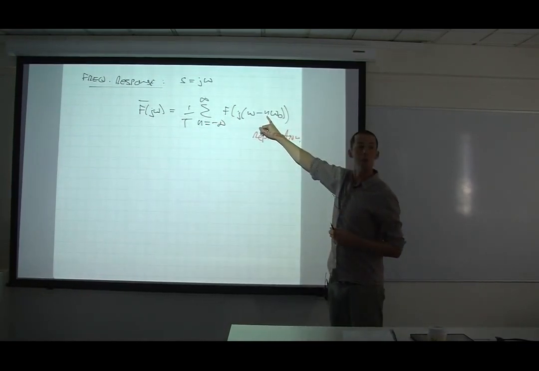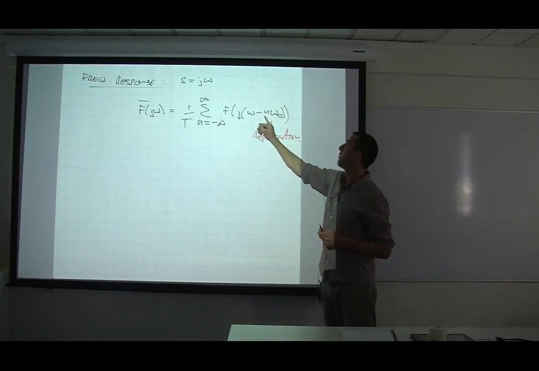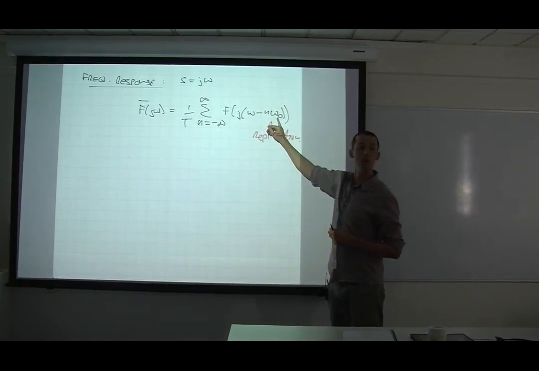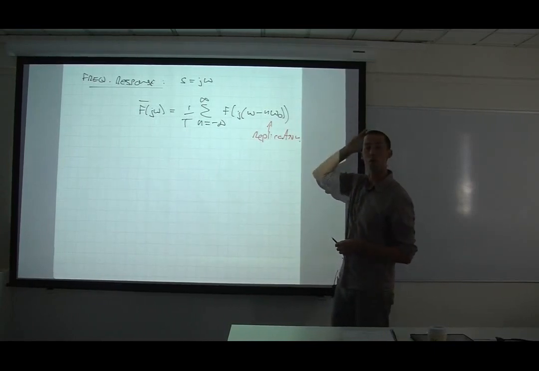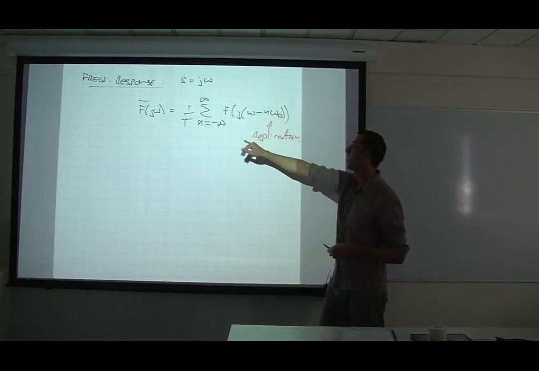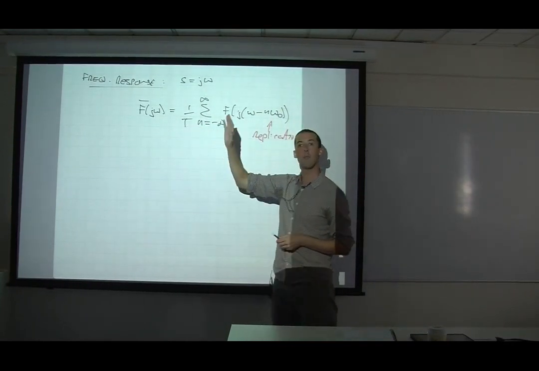So this is shifting. Remember shifting to the right? So omega, subtracting off n times omega naught, which is the sampling interval in radians, converted to frequency in radians. I get a copy out at 2 pi over T. I get another copy at 4 pi over T, and the same in the other direction. Because it's an infinite sum, these copies happen all over the place.